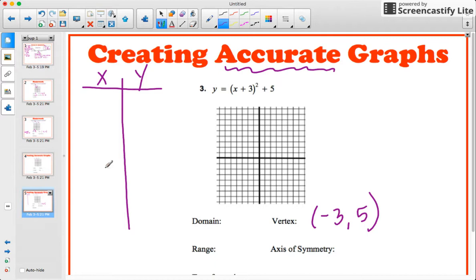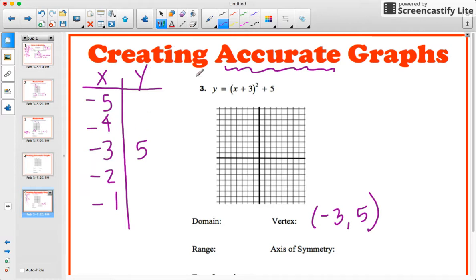So in the middle of my x column, I'm going to write -3 and 5. And my x values that are here are going to be some x values that are a little bit smaller than -3. And my x values that go over here will be a little bit larger than -3.